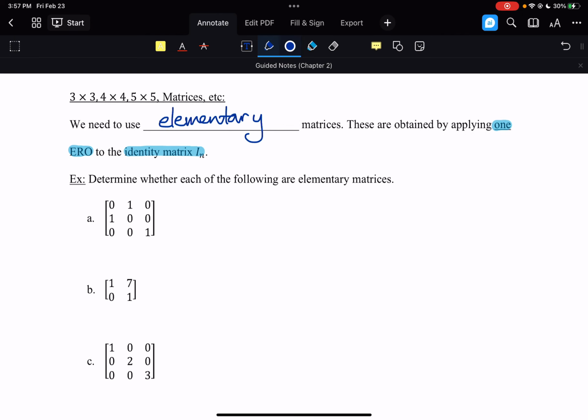So, for example, like this matrix down here, determine whether each of these are elementary matrices. You can see we have 0, 1, 0, 1, 0, 0, 0, 0, 1. This one is an elementary matrix. Notice if these two got switched or permuted with each other, that would be the identity matrix again, right? With the 1 here and a 1 here. So, yes, this is an elementary matrix, and we find that by performing P12 on the 3 by 3 identity matrix.